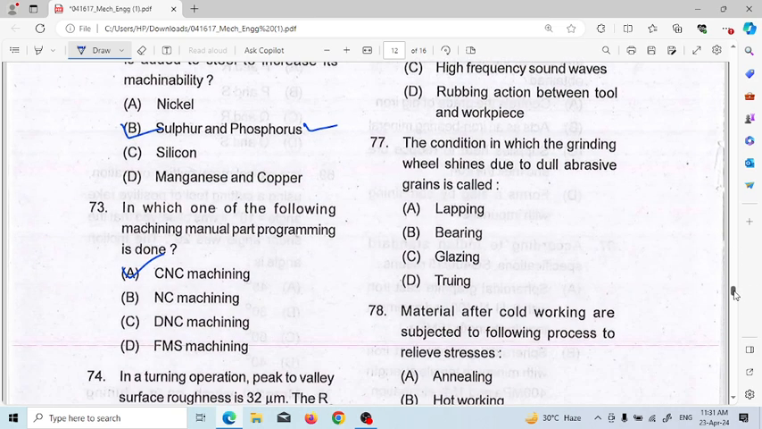Next, the condition in which the grinding wheel shines due to dull abrasive grains is called: lapping, bearing, glazing, or touring. So the condition in which a grinding wheel shines due to dull abrasive grains is called glazing.